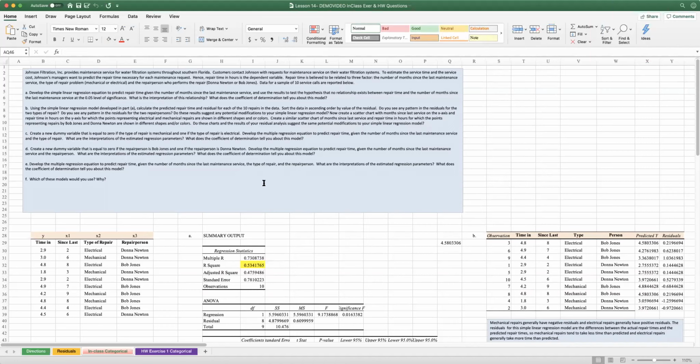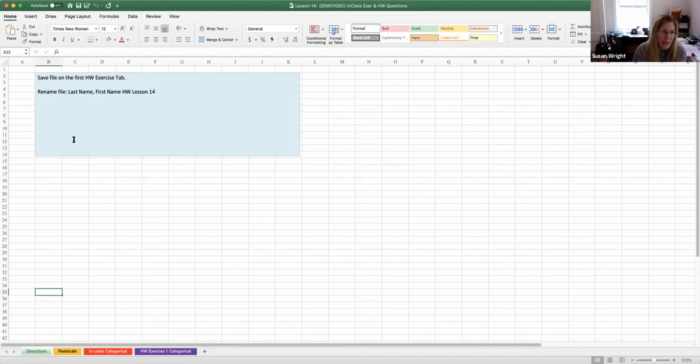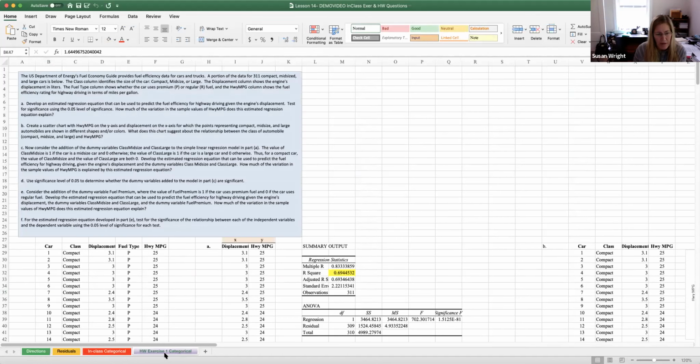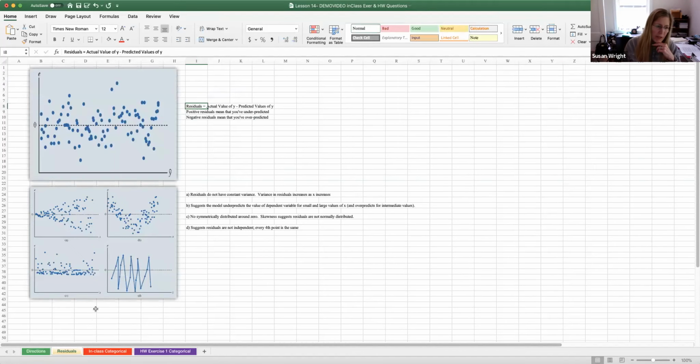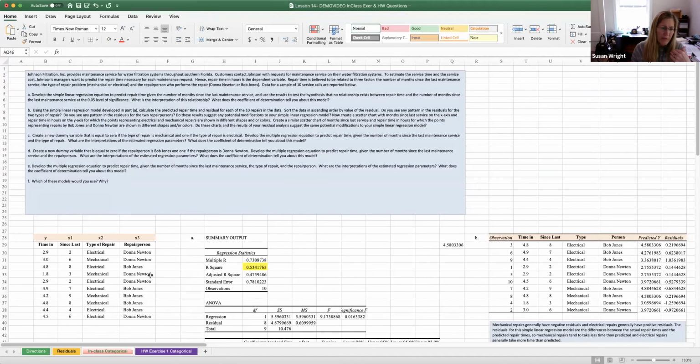Yes, ma'am. All right, so directions over here in the green tab, same as usual, right? So make sure you save it on your homework tab. Like I said, you only got one this week. So you're going to save it here, and then make sure you rename it using this convention right here. All right, so just use that convention. I left this up. We looked at this last week, but I left it up because we're going to be looking at residuals again. So we'll talk about that in a sec. And then this is the in-class problem that's very similar to the homework problem. So let's take a look at this.